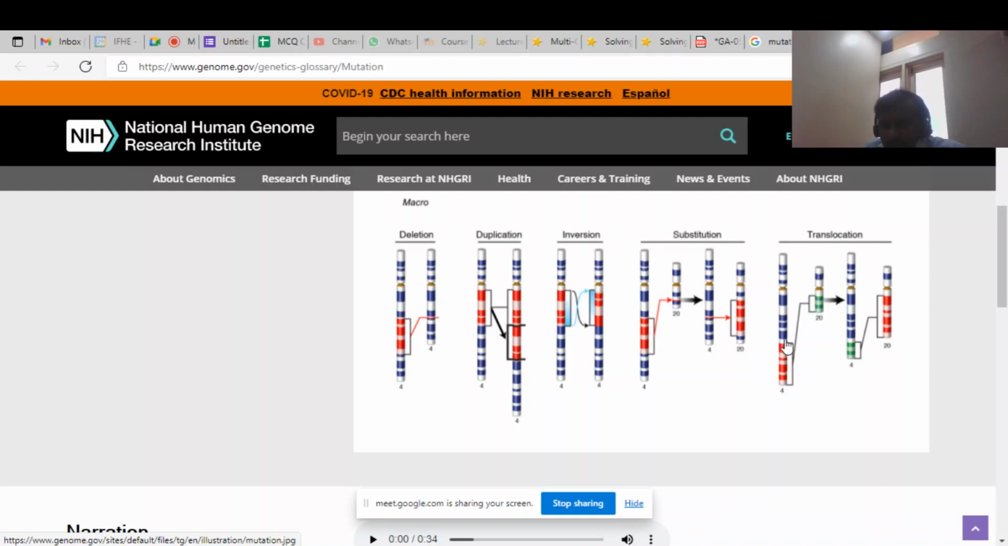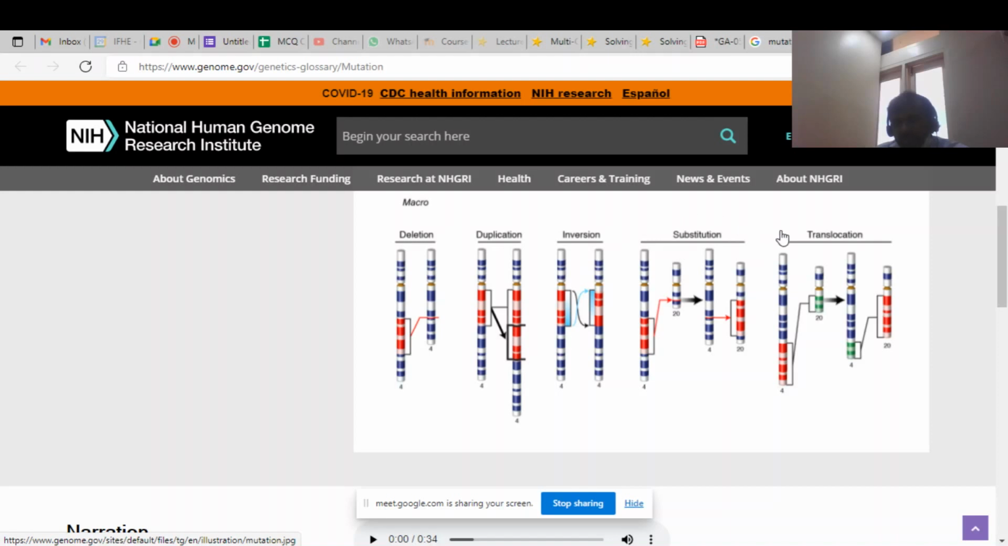And this is called translocation. It means they are mutually exchanged. If this is chromosome A and this is chromosome B, in chromosome A this red part and in chromosome B this green part both got exchanged. This green part comes to chromosome A, and this red part goes to chromosome B. So all these are examples of mutations.